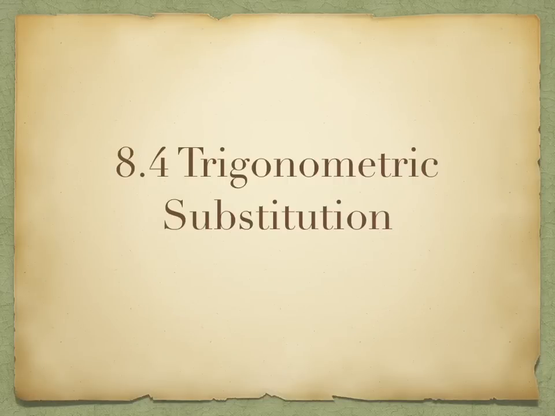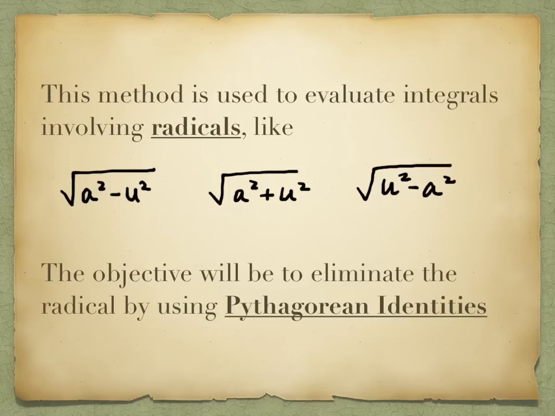All right, so 8.4, trigonometric substitution. This is not trigonometric integrals. When we start this section, you're not going to see sines and cosines and tangents inside of these problems. What you're actually going to see is square roots. You're going to see radicals, okay? So you're going to see radicals like the following.